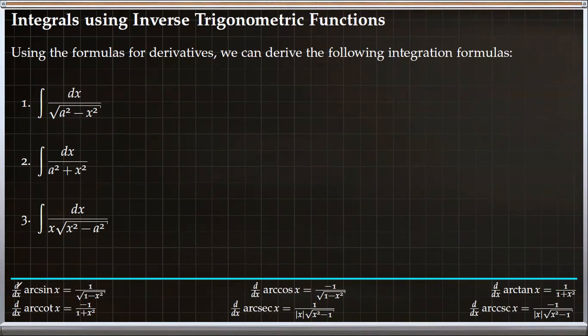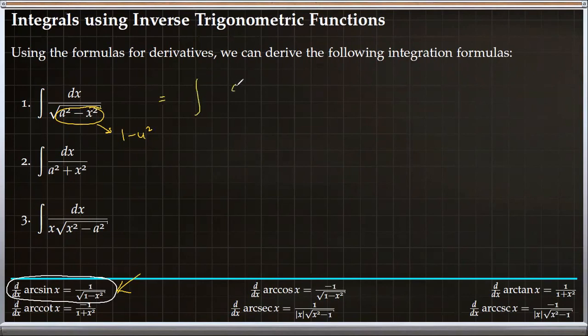So we try to compare with one of the derivative formulas we are given here. It looks closest to this one, arc sine x. So our goal here will be to try to make this part look like 1 over the square root of 1 minus u squared so that we can apply this formula. One way to do that is to try to factor out a squared.